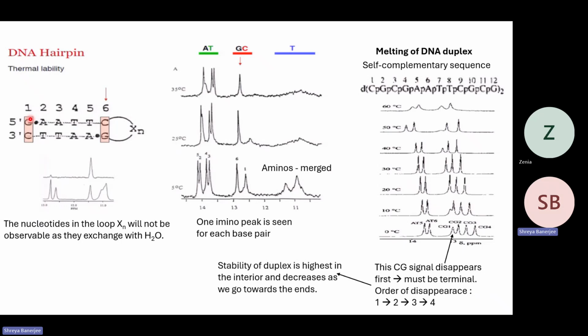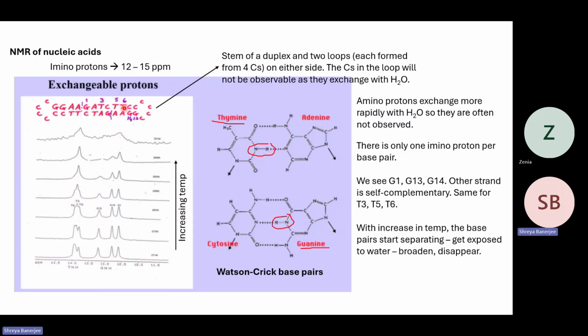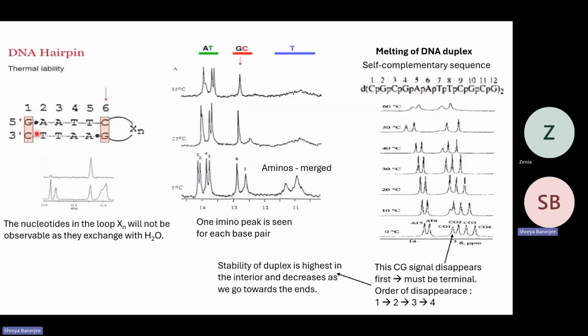Now here, in the previous sequence, there was a kind of symmetricity, and so there were only 6 peaks that were seen. But here you will see clearly there is no such symmetricity, and you will clearly see 6 peaks, 1, 2, 3, 4, 5, 6 for each base pair. So you can see for each base pair, one imino peak is seen at 5 degrees Celsius. With increase in temperature, the peaks are kind of merging. They are because they are getting more and more exposed to the solvent, and they are getting broadened.